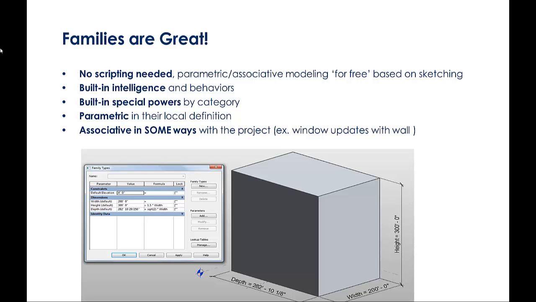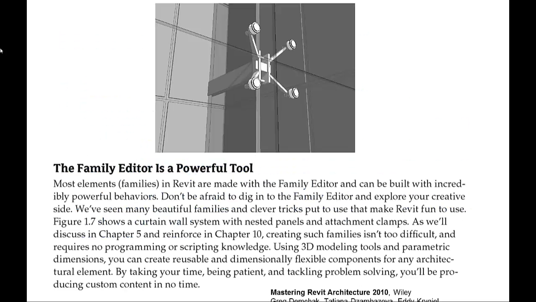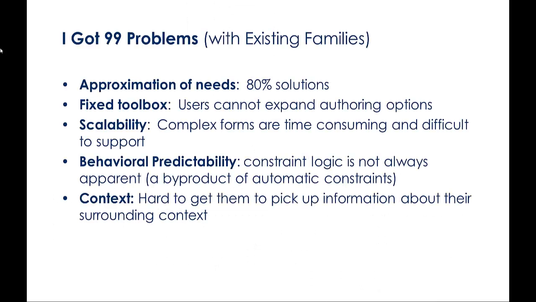And they are associative in many ways with the rest of the project. That is to say, you change the exterior size of the family and the dimensions that are going to it will stretch with it. This is all background stuff. A lot of you guys know this. It's a powerful tool. This was a spider clip that was made in something like Revit 5. But they're not perfect. They are, I think, at best, an approximation of needs. They will get you very, very, very far in your building project, but oftentimes you will run into a stone wall where the family behavior will not get everything that you need.